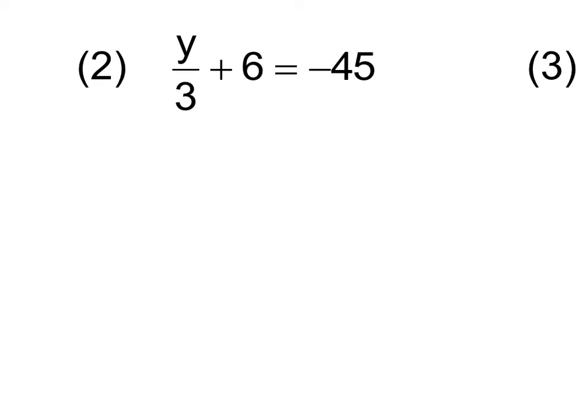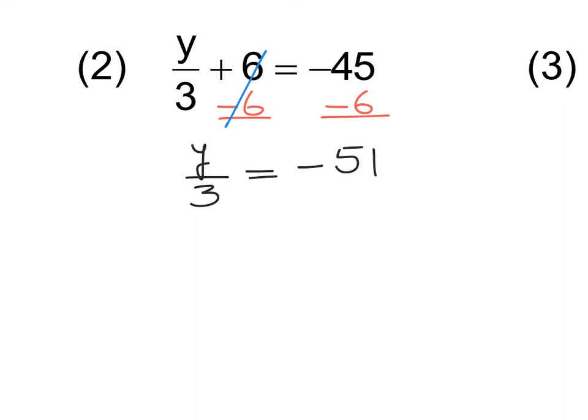All right, but for now, we'll just go through the equation process without writing the operations. So what's my first move for number 2? Minus 6 to both sides. All right, so we could do the cross-off business here because you know it's going to 0. We're looking at y over 3 equals, what's my right-hand side going to be? Negative 51.